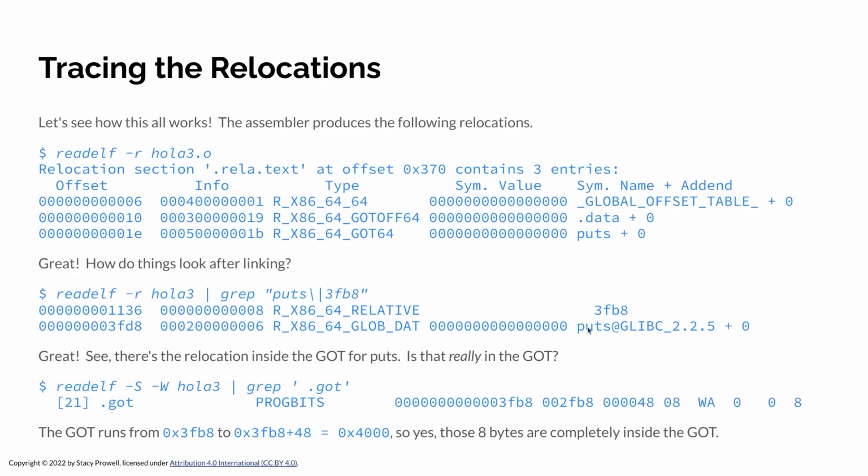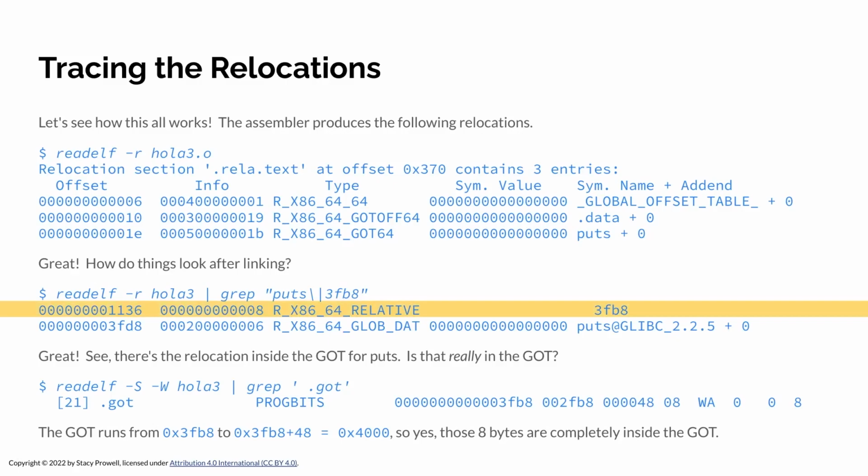There's a relocation for puts. This is inside the GOT. Are we sure? Well, 3FD8. If we look and see where the GOT is, look in the section table, we'll see that GOT starts at 3FB8 and runs for 48 hex bytes. So yeah, that's inside that address space. So yes, this address of puts in glibc2 is a runtime relocation inside the GOT. That's great.